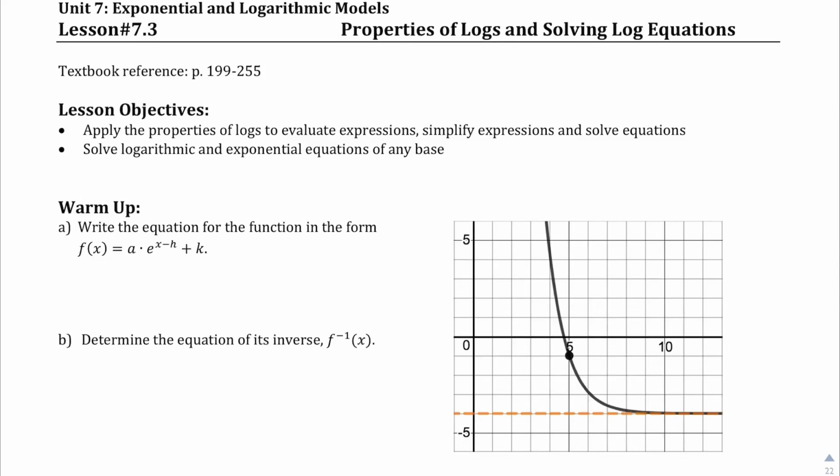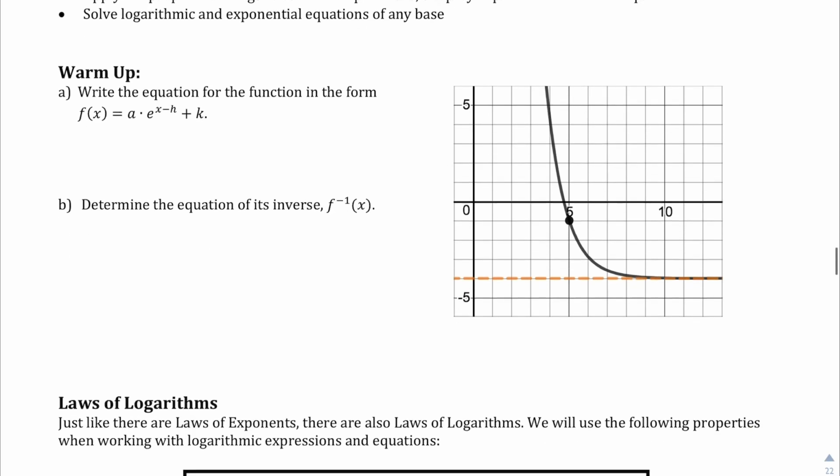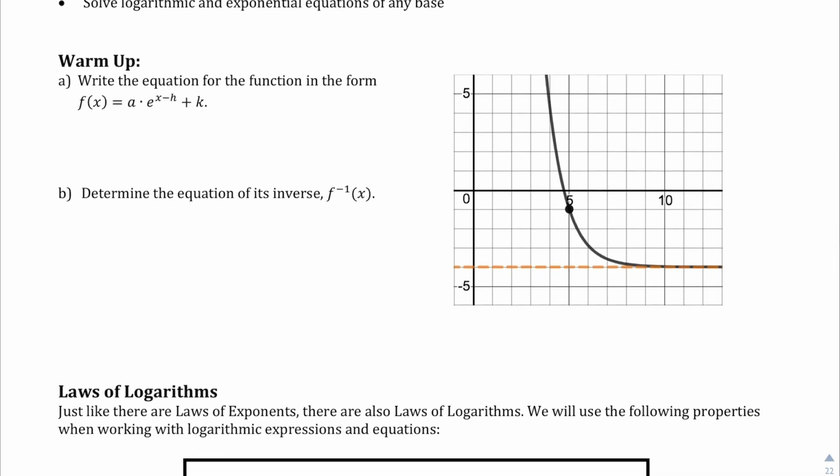All right, pre-calc students, welcome to lesson 3, properties of logarithms and solving log equations. Okay, so what we're going to do is just head straight into our warm-up.